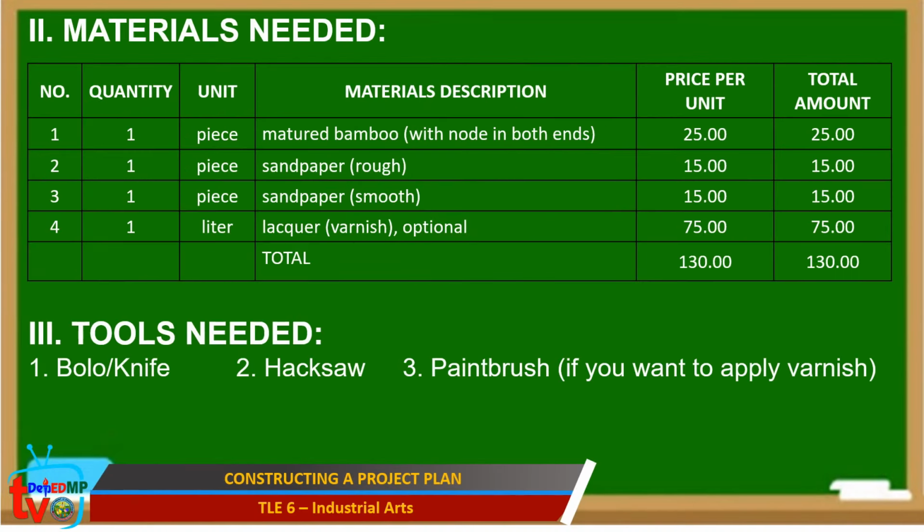Materials needed. From this list, you need a matured bamboo with nodes in both ends, a rough and a smooth sandpaper, and a liter of varnish if you wish. In order to do the project, you need these tools: knife or bolo, hacksaw, and paintbrush if you like to apply varnish.